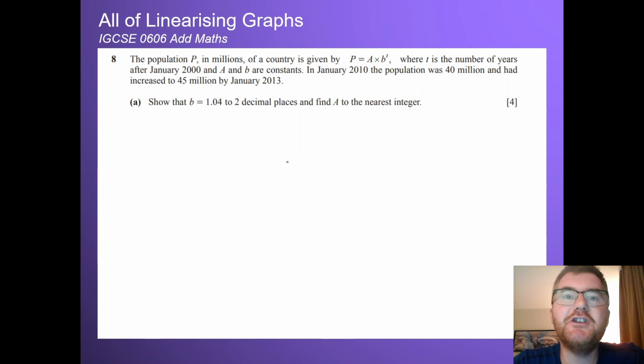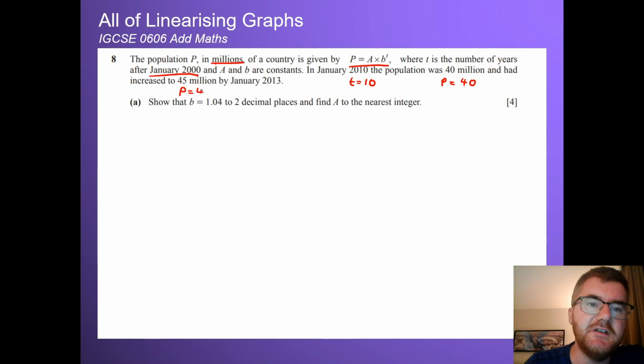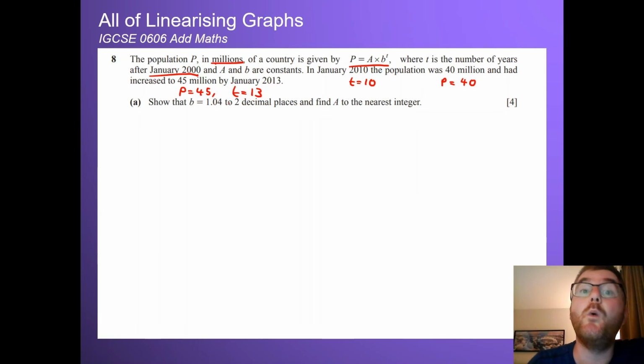Okay, and on to question 8 here. So the population in millions, so P is in millions, of the country is given by this formula P equals A times B to the power of T, so an exponential function, where T is number of years after January 2000, and A and B are constants. And in January 2010, so when T is equal to 10, the population was 40 million. Remember, population in millions, so P here is simply equal to 40, and increased to 45, so P is 45 by January 2013, so that's when T is equal to 13, so after 2000. And from this information, we need to work out B is equal to 1.04 and then work out A.